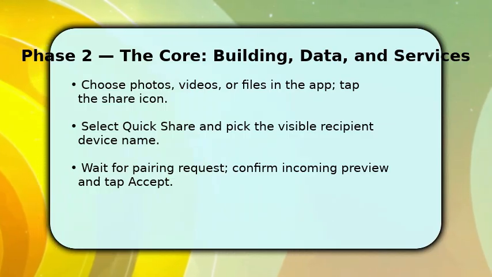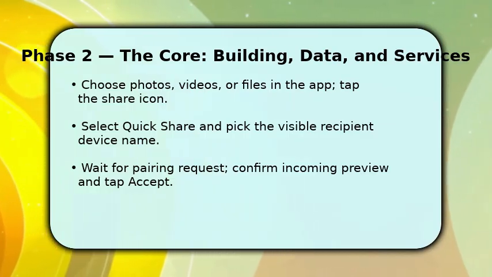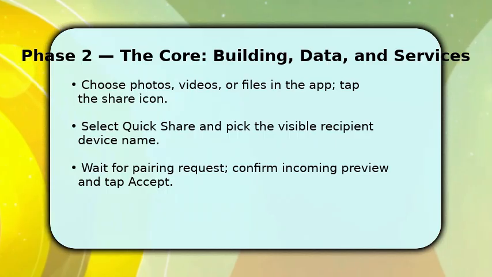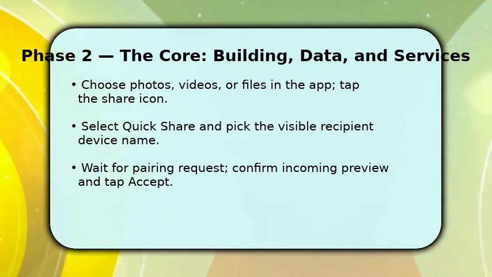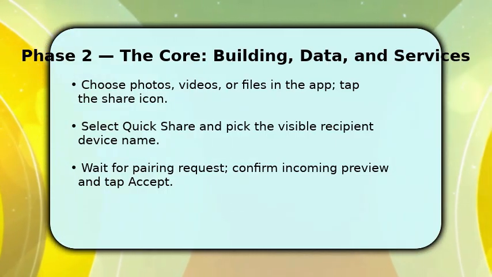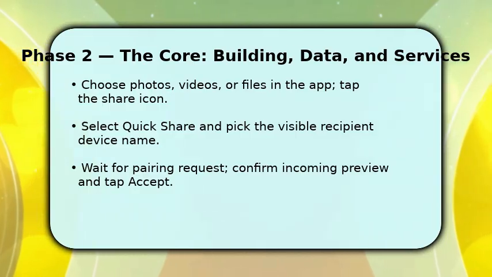Once the recipient sees a preview, they should tap Accept. This confirms both sides and begins the transfer. If you're sending multiple files, Quick Share queues them, so transfers continue automatically without extra taps.